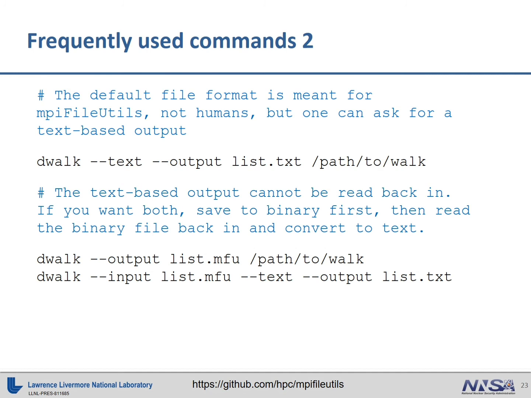There are times where you might want both. You want a binary format and a text copy of it. In that case, what you can do is write to the binary file first. You do the walk, output to a binary file. And then use dwalk to read that file back in and output a text file.